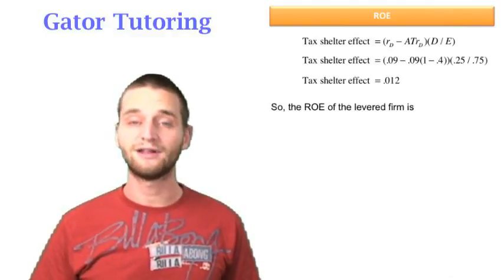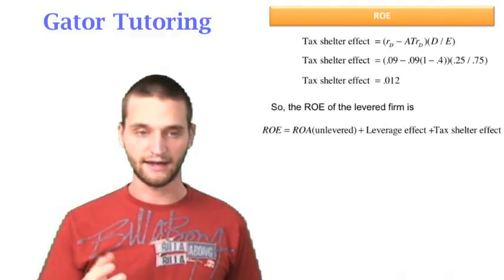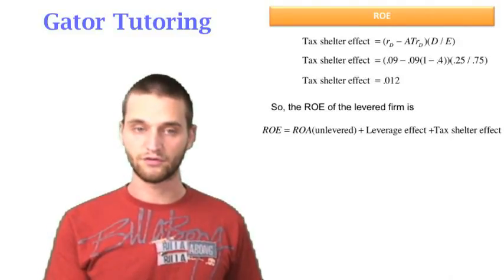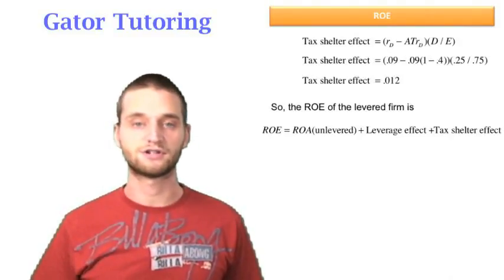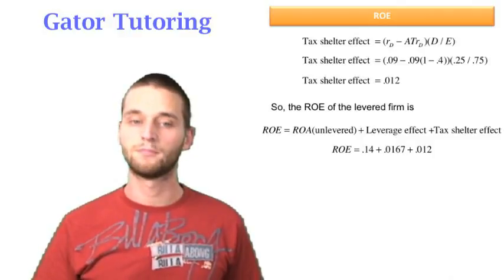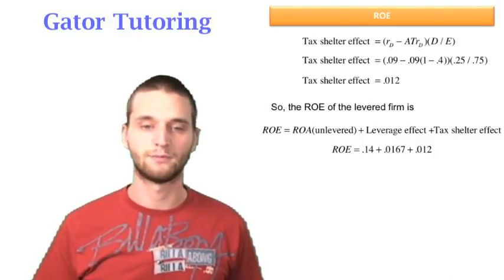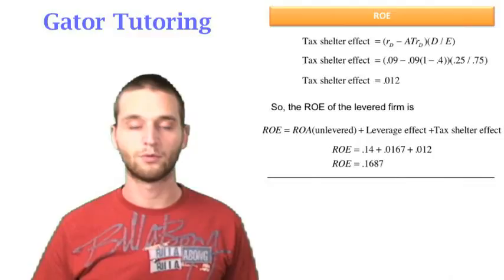So the return on equity of the levered firm is, again, the return on assets of the unlevered firm plus the leverage effect plus the tax shelter effect. So it's 14% plus 1.67% plus 1.2% or 16.87%.